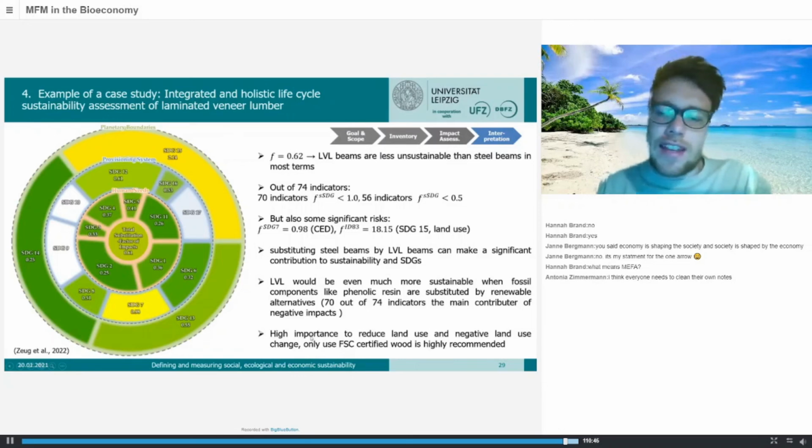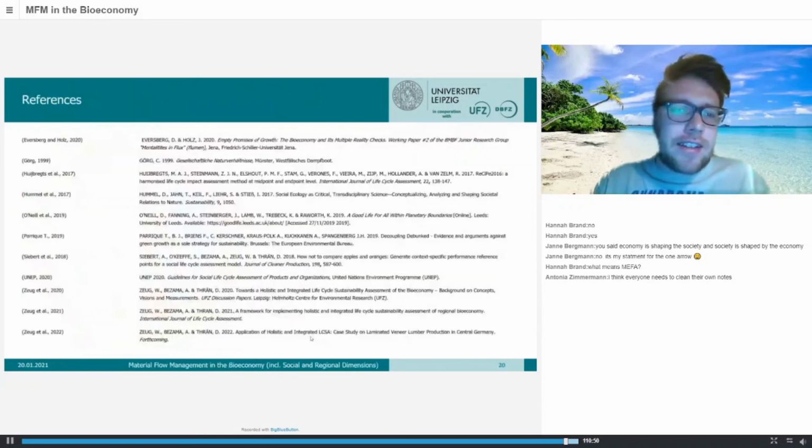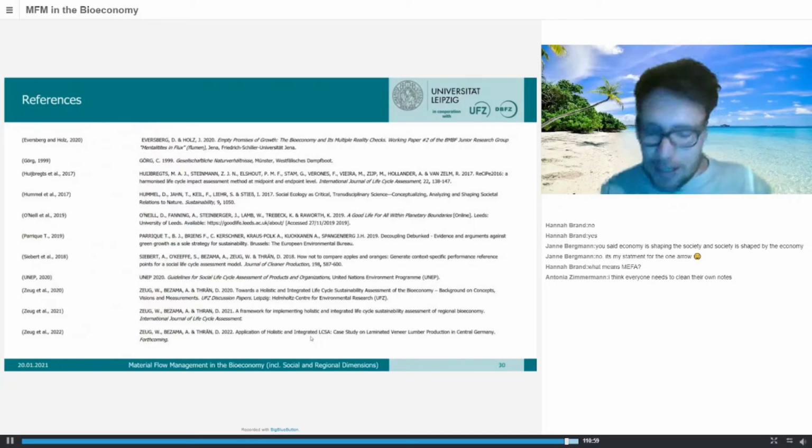And that's something like a case study on this. If you're interested in some of the literature, for the fundamental problems, but also for the specific social and LCSA application, you can have a look at the literature.